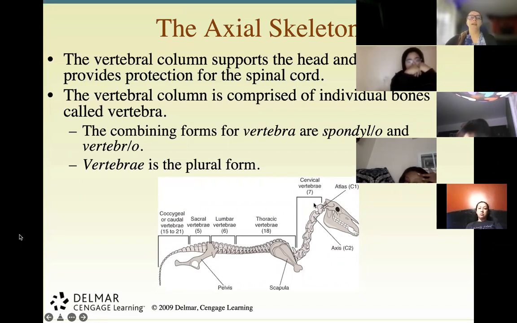So starting off is cervical vertebrae. That's the neck and up to the head. So connecting the cranium down to the shoulder is cervical vertebra. You will see that the first two vertebrae are labeled. So we have the atlas and the axis, that's C1 and C2.